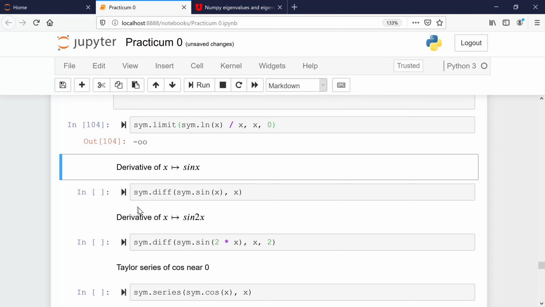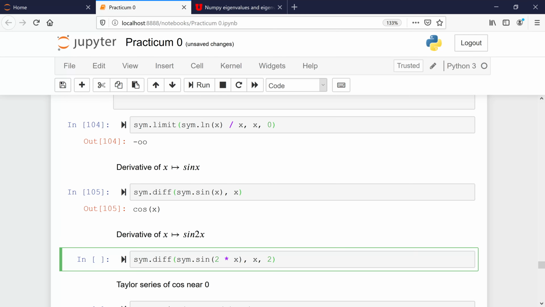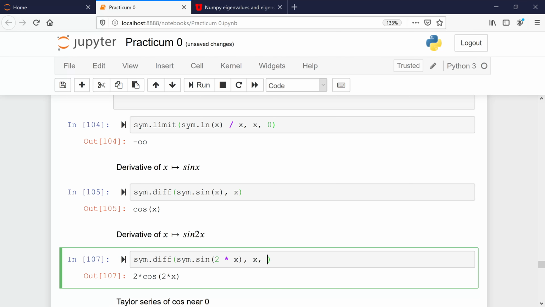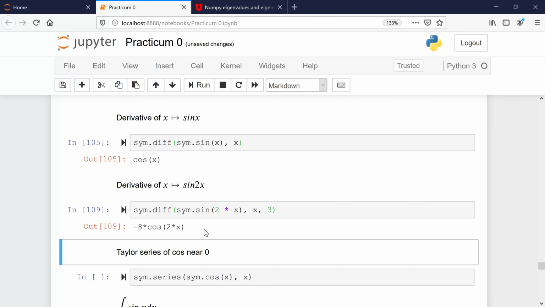Now we can differentiate by using sim.diff. The derivative of sine x is cosine x. The derivative of sine 2x is minus 4 sine 2x. This is the second order derivative. Okay. The first order derivative is 2 cosine 2x. Second order derivative, minus 4 sine 2x. Third order derivative, etc. So you can play as much as you like.